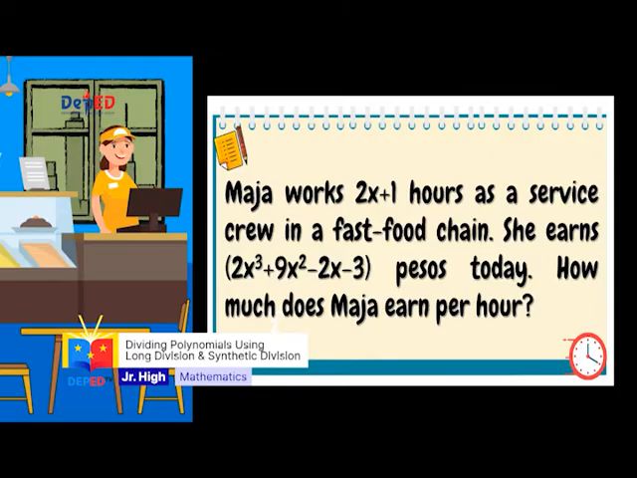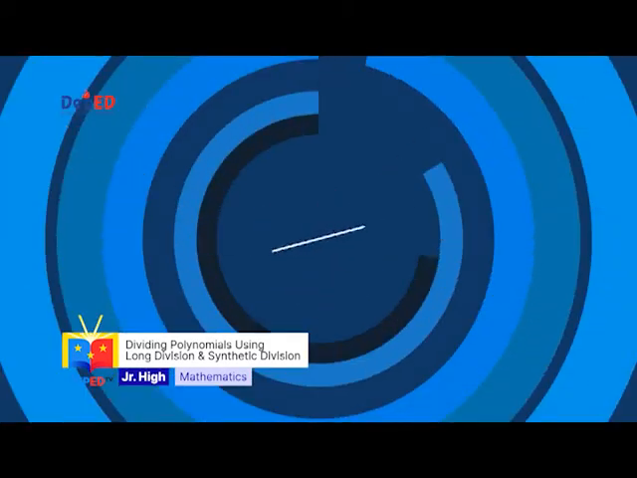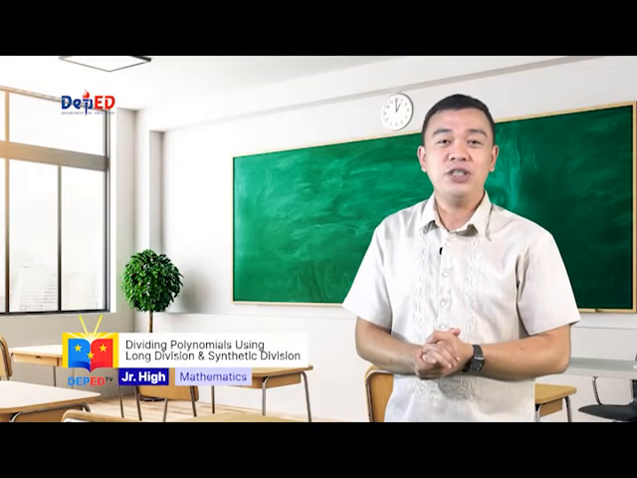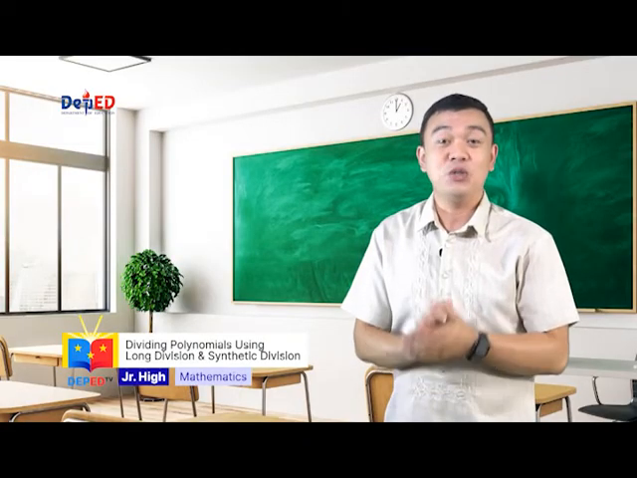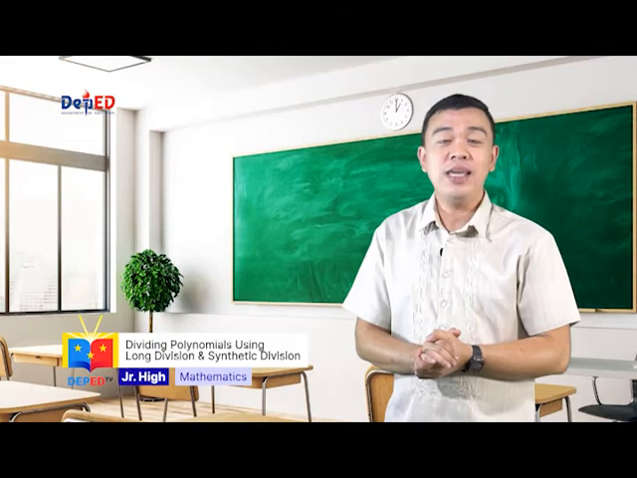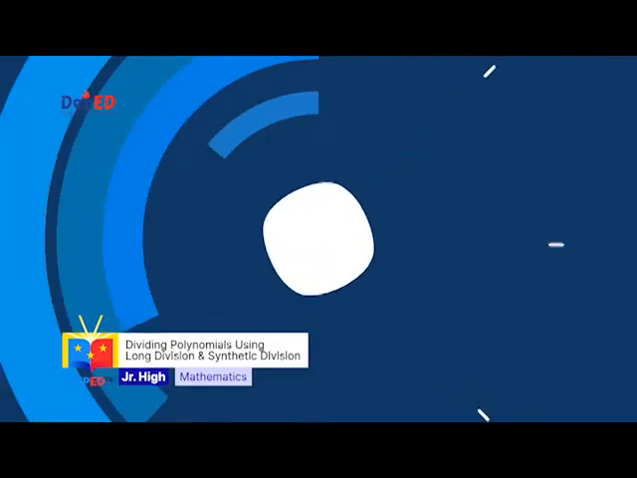Maha works 2x plus 1 hours as a service crew in a fast food chain. She earns 2x cubed plus 9x squared minus 2x minus 3 pesos today. How much does Maha earn per hour? In this example, the leading coefficient of the divisor is not 1. Hence, divide both terms of the divisor by 2 so that it will be in the form x minus a. So, the new divisor will now be x plus 1/2.